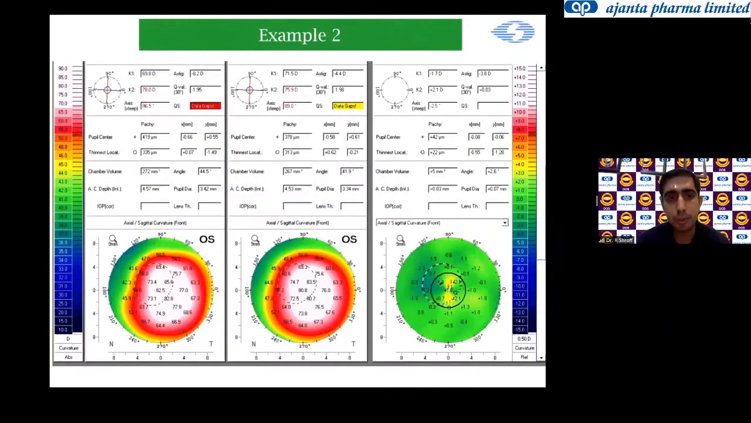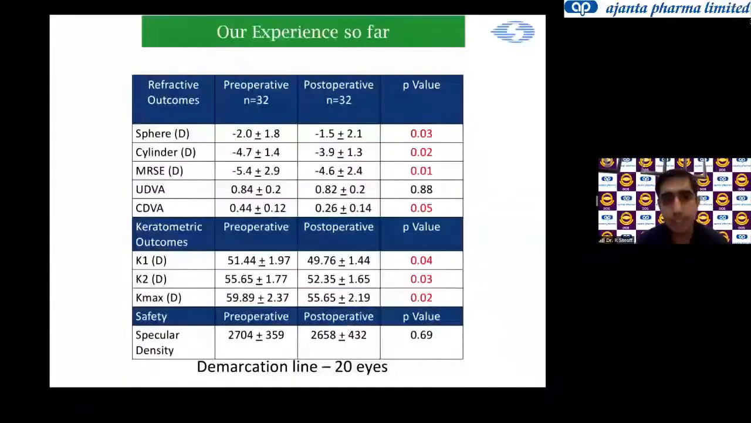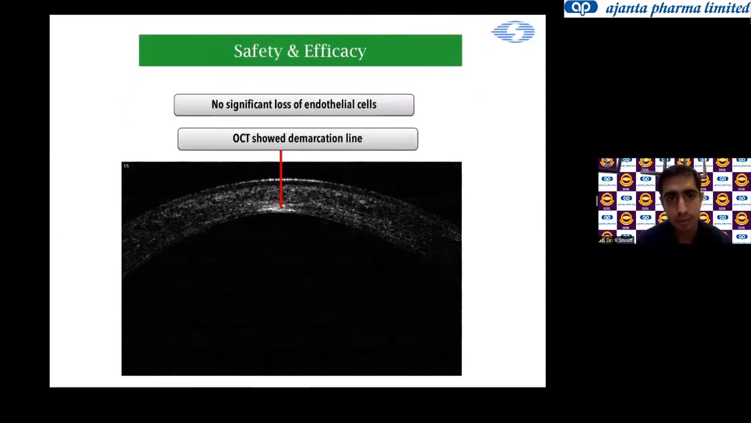This is yet another example of an advanced keratoconus where we use the same technique. And we have used this technique in about 32. So what we can see is a reasonably good reduction in the sphere, cylinder, and the mean refractive spherical equivalent, along with a good correction of the corrected distant visual acuity, as well as a good flattening in the K1, K2, and the Kmax. What was encouraging was that there was no change in the specular density, showing that the endothelial safety is good with this particular procedure. And again, the demarcation line was seen in about 20 eyes of patients.